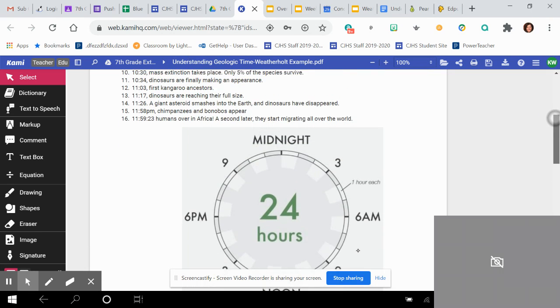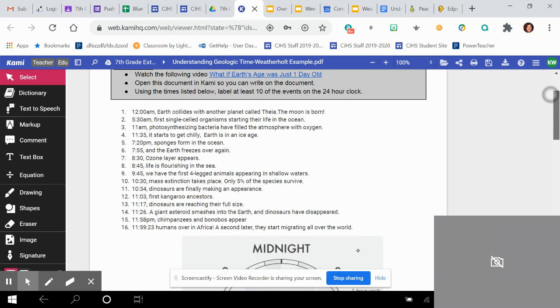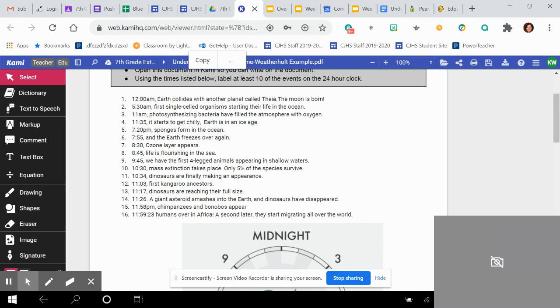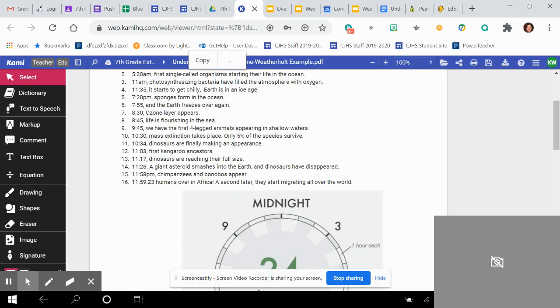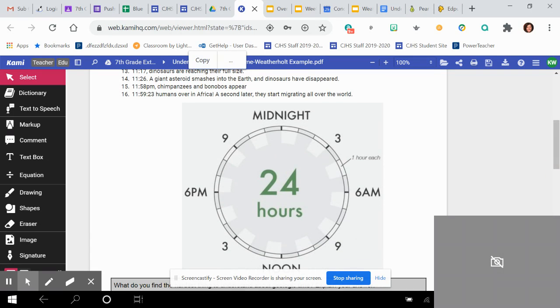That is totally fine. But then what you're going to do is use the times listed below here, all through here, and you're going to label 10 of these times on this 24-hour clock. I know it's not a 12-hour clock, it's a 24-hour clock. So if we're looking here at the very top, this is considered midnight.